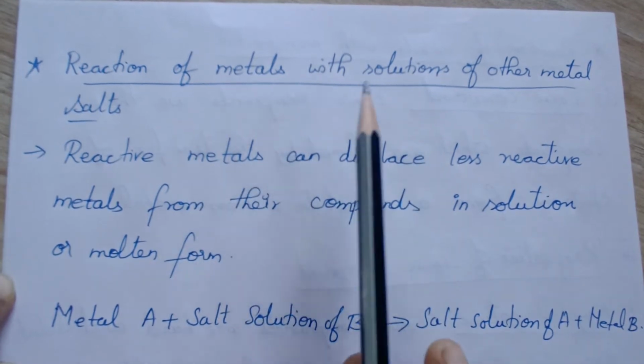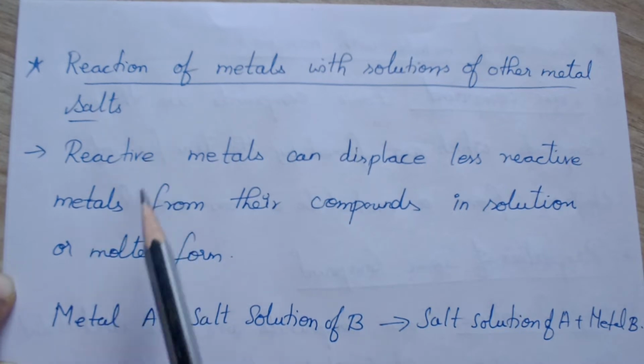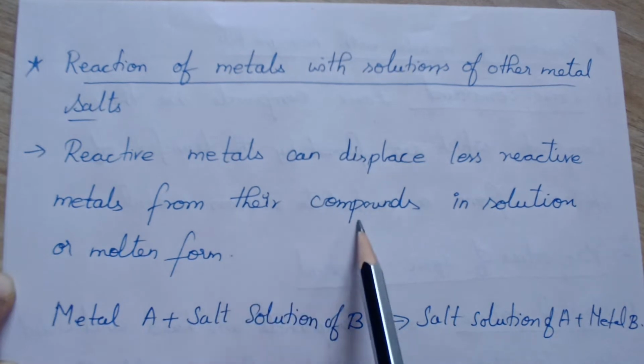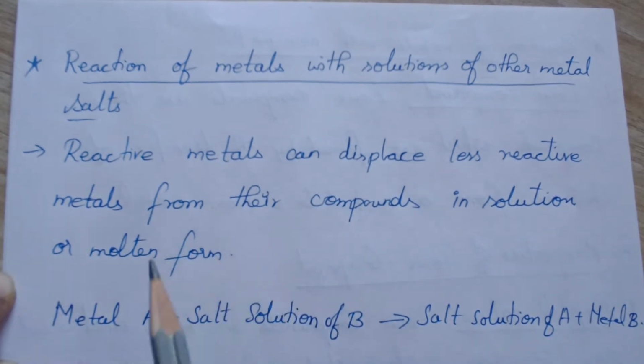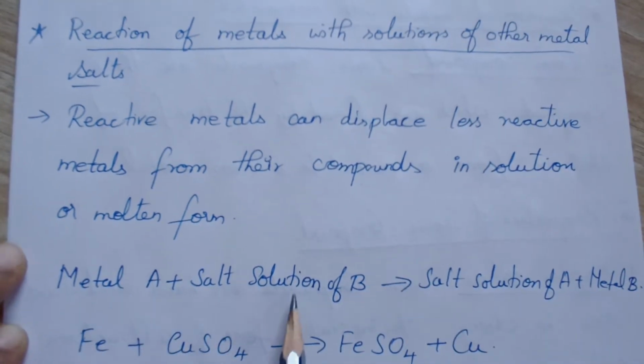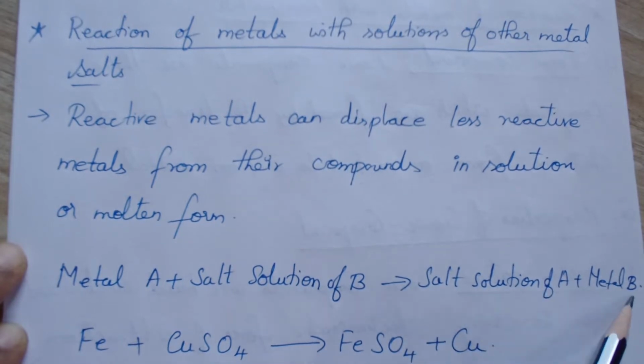So you know the displacement reaction, right? We have studied in the first chapter, right? The reactive metals can displace less reactive metal from their compound. This is a displacement reaction, in solutions or in molten form. That is what metal A plus salt solution of metal B. If A is more reactive, then it will replace the B from this compound. So it gives salt solution of A plus metal B.